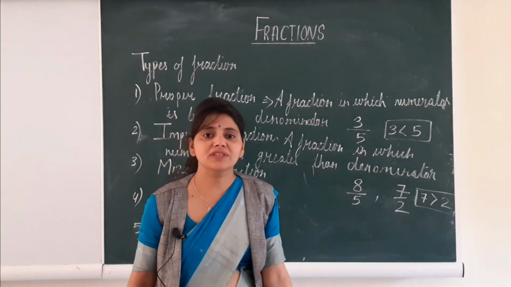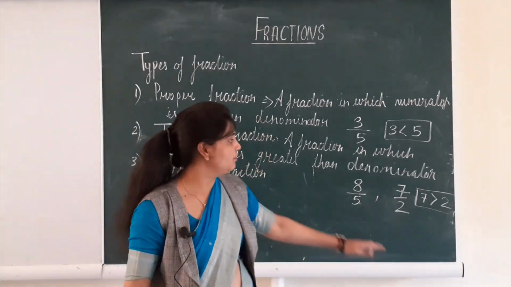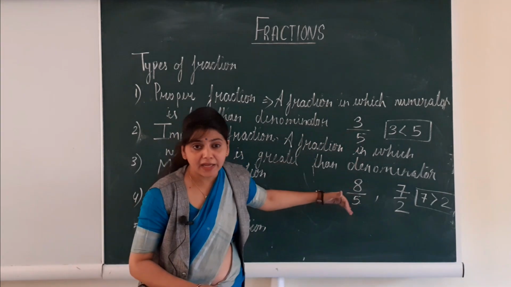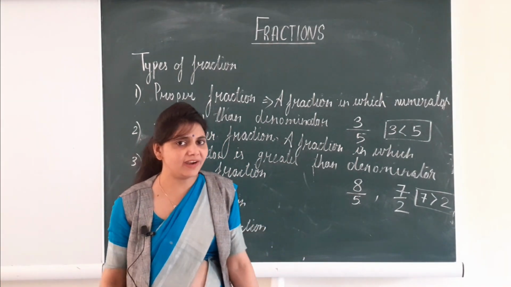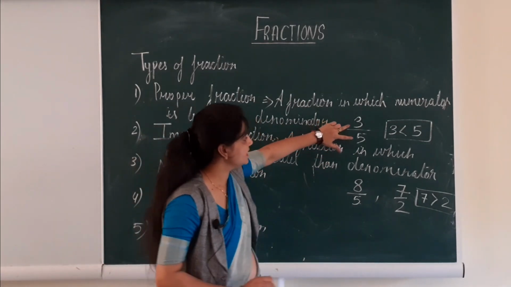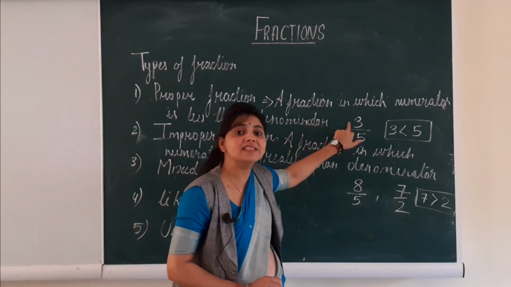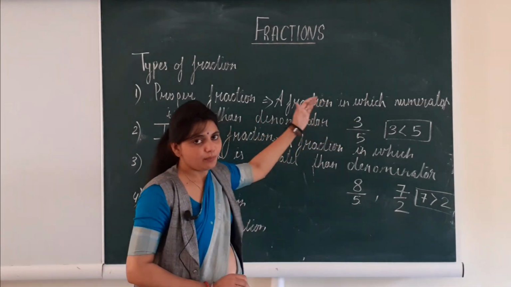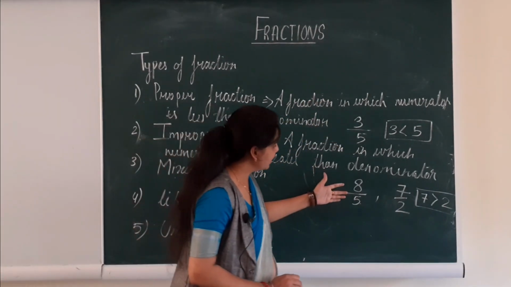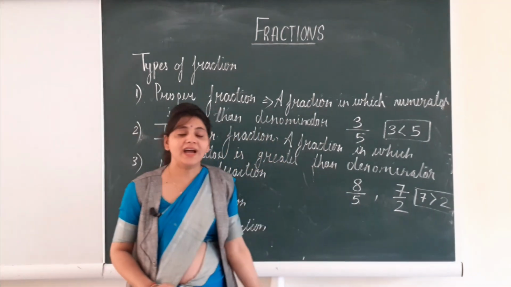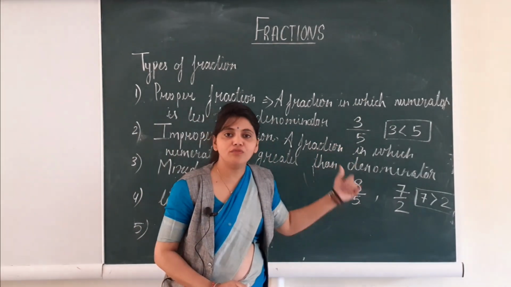This type of question is given in your book, in which you have to filter out the proper and improper fractions. You will find it very easily: if the numerator is less than the denominator, that fraction is a proper fraction, and if the numerator is greater than the denominator, then that fraction is known as an improper fraction.